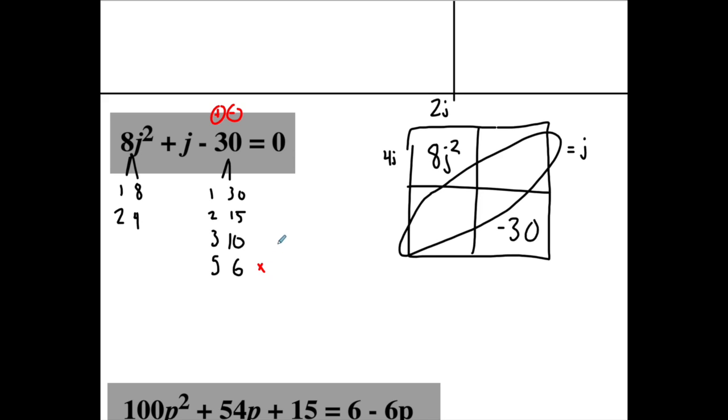So it's not 5 and 6. Let's see. If I do 10, this would be 20. We have 20 minus 12. Nope. If this was a 10, we have 40. That'd be way off. That would be way, way off. So I'm starting to think maybe our other possibility is that it's 8 and 1.